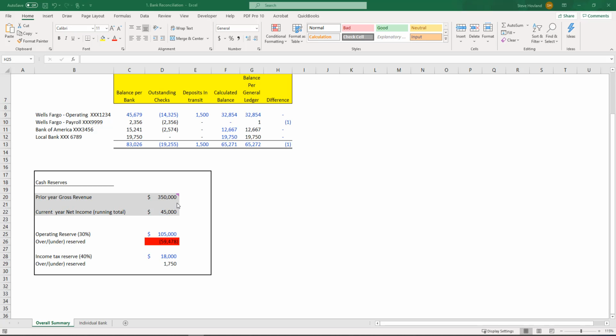Again, here is that in this particular situation, we dropped in the prior year gross revenue, and we did a calculation as to the running total of the net income, and we said, okay, what's the operating reserve? And here we put the formula 30%. Again, you want a minimum of 10% in there, but in this case, this calculation was 30%, and then we had a formula that came through and did the calculation indicating whether or not you were over or under reserved. Again, this is a quick and easy calculation. So let's go back to the presentation.